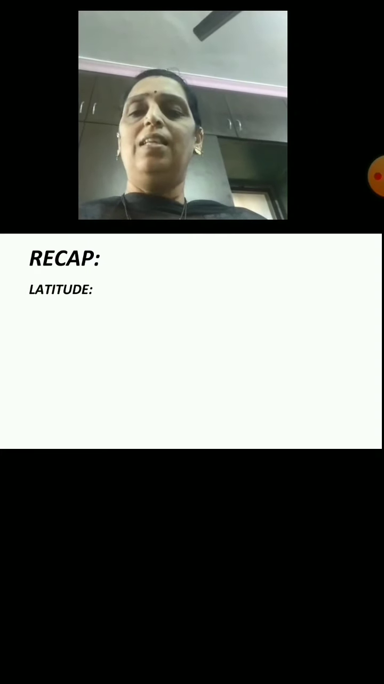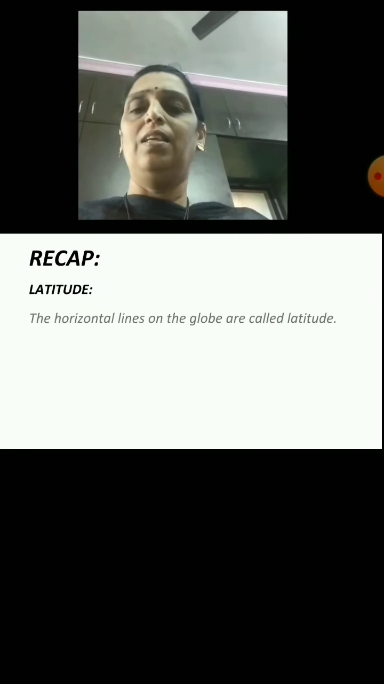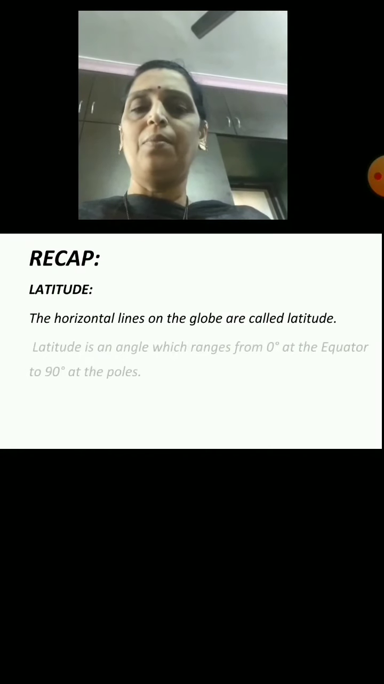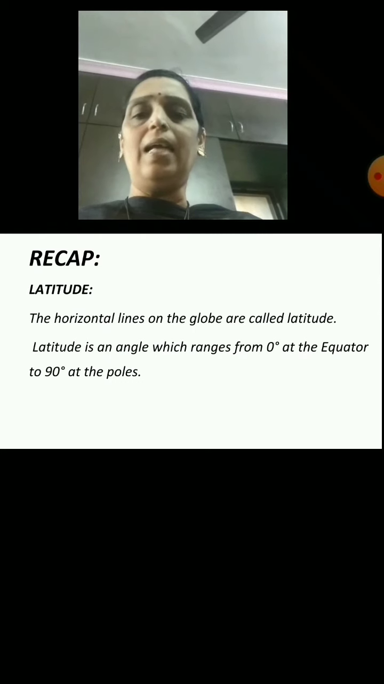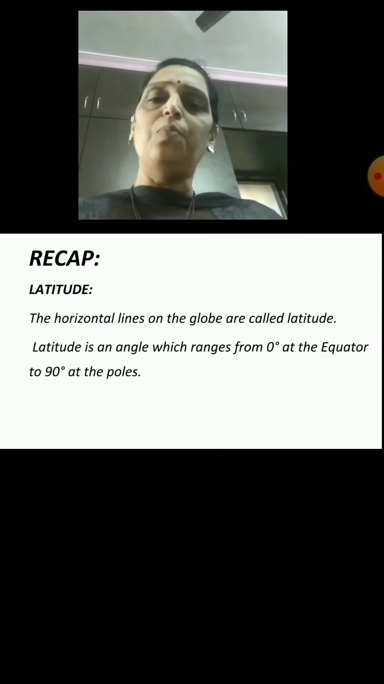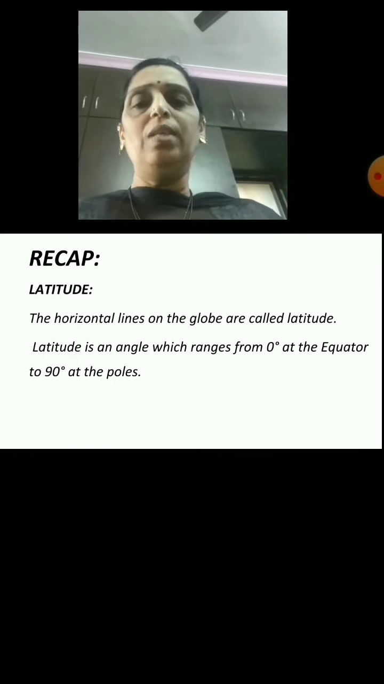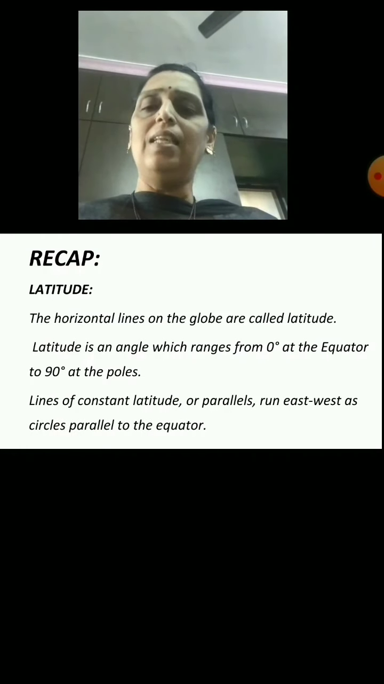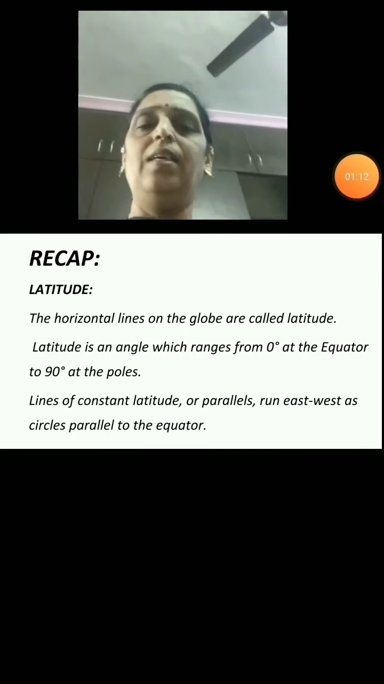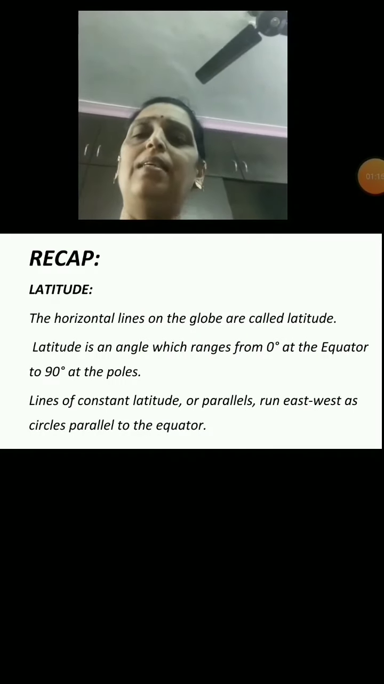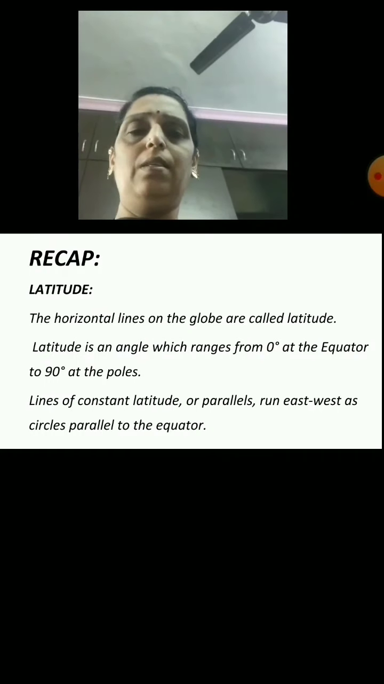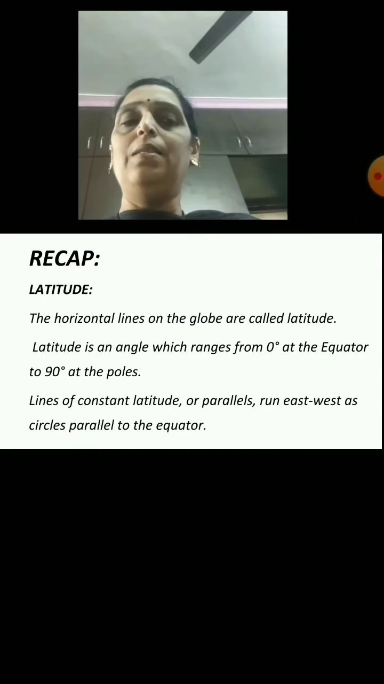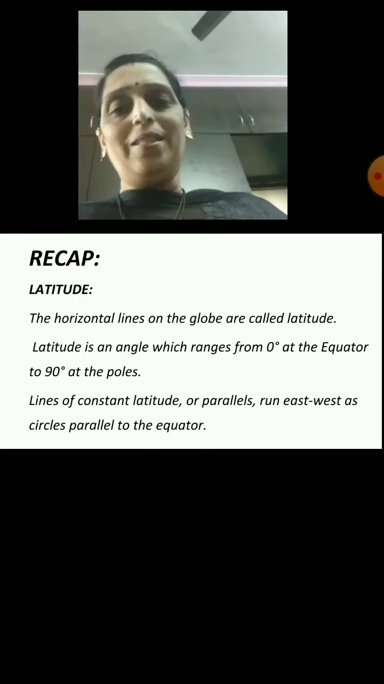What is latitude? The horizontal lines on the globe are called latitude. Latitude is an angle which ranges from 0 degree at the equator to 90 degree at the pole. Lines of constant latitude or parallels run east-west as circles parallel to the equator. Constant means occurring continuously and parallel means with the same distance, as you have studied in mathematics.